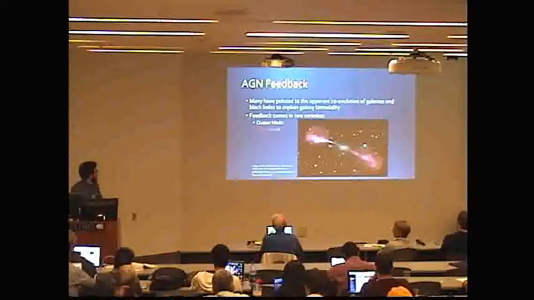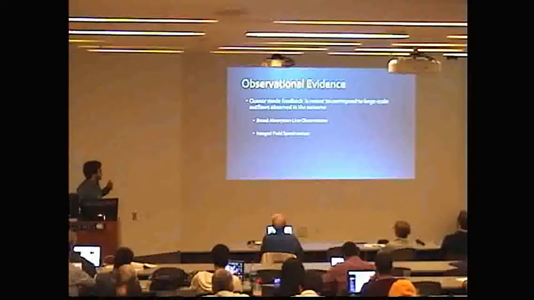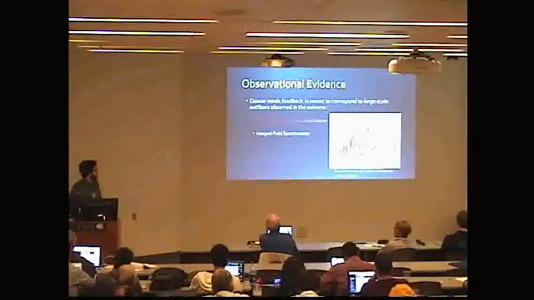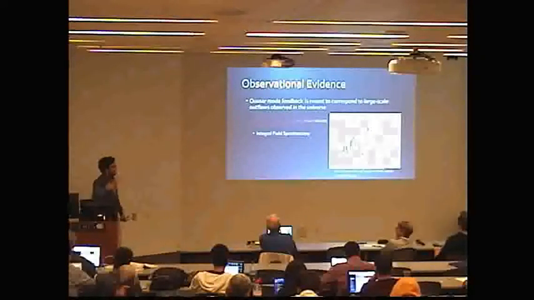And I'm going to focus on this quasar feedback, which is invoked to correspond to these large-scale outflows that we see in the universe. And we see these manifested in a few different ways. An example is broad absorption line observations, where we see material between us and a quasar being moved very quickly, and we see that in these broad absorption lines. And that gives you a sense of how fast gas might be moving, but it doesn't really give you much information about the spatial scale.